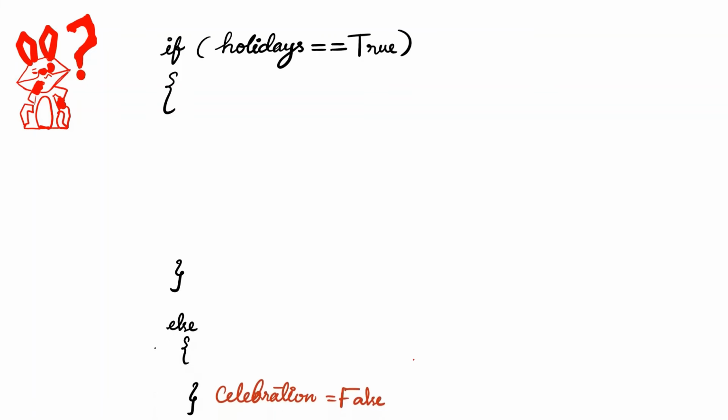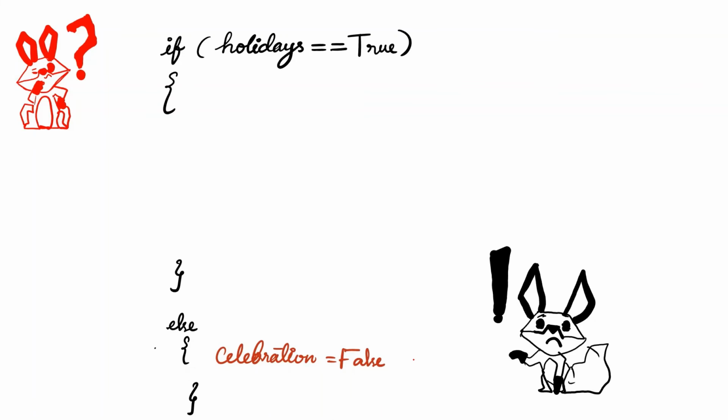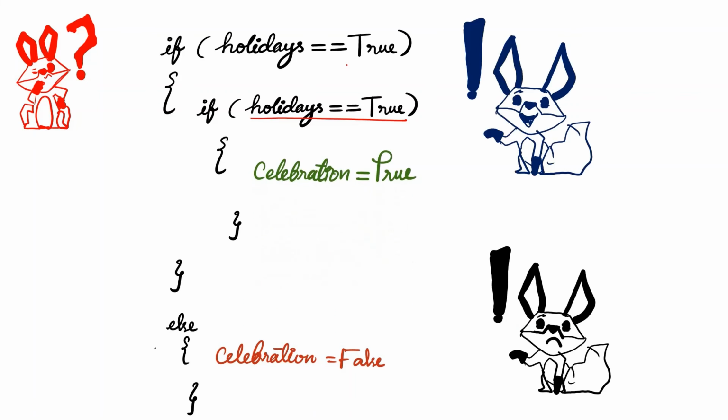When the holidays are false, the celebration is by default false. But when the holidays are true, we have another condition where we are double checking whether the holidays are really true. If it is true, we go with the celebration part, or else it simply goes with this else part.